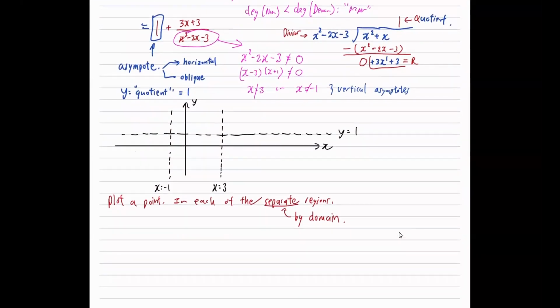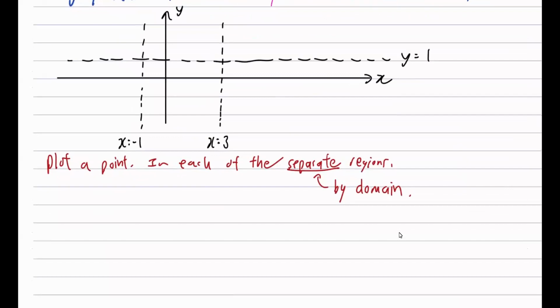Strategy: in each of the regions, you plot a point. Each. So there will be 3 points altogether. So let's pick a point like, say, x equals -2, x equals 0, because 0 is in between -1 to 3, and something bigger than 3, let's say x equals 4. Find the y. Just sub in.